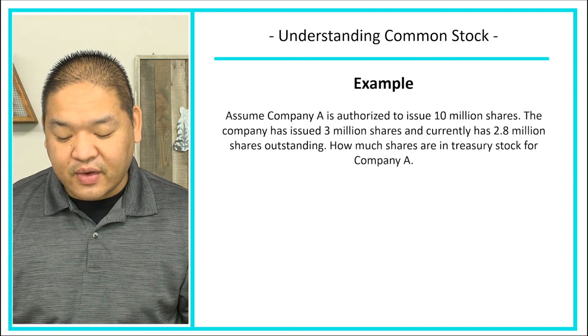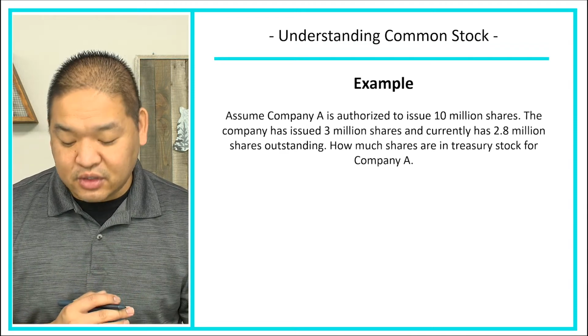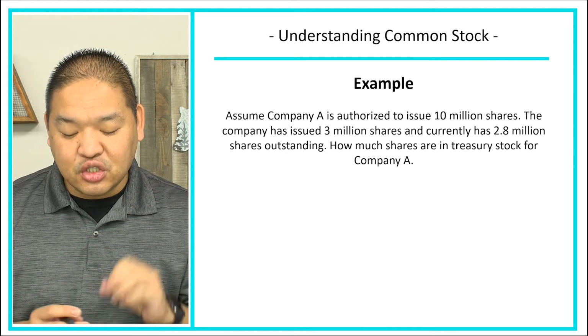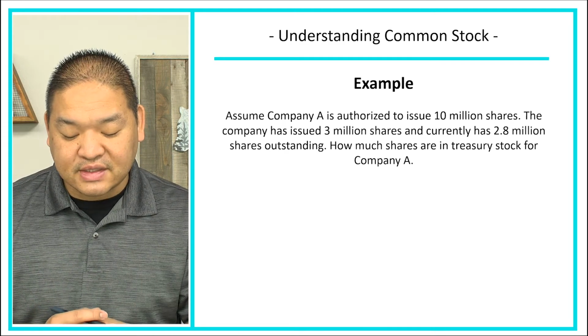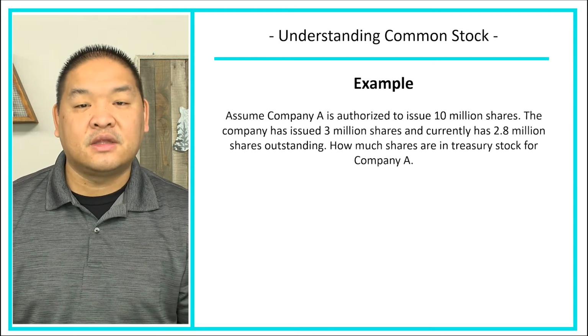Okay, so here's an example just walking you through this here. Assume company A is authorized to issue 10 million shares. So they're authorized to issue 10 million shares. The company has issued 3 million and currently 2.8 million shares are outstanding. How many shares are in treasury stock? So this is kind of the way that I like to think about this here.